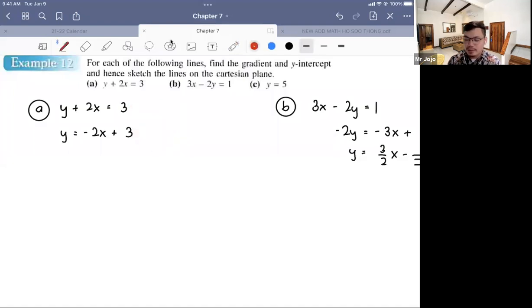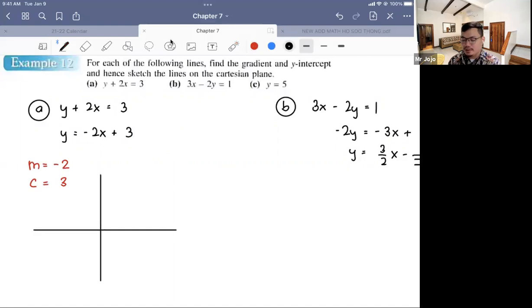Now, what is your gradient here? Your gradient here is basically -2, right? And then your c here, or y-intercept, is 3. Okay. Now, let's draw our x and y plane.